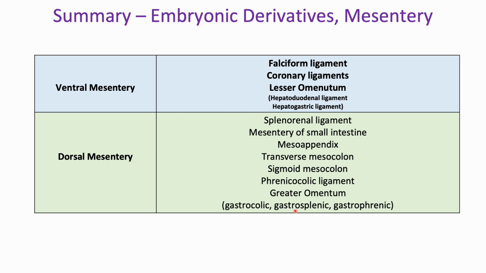The dorsal mesentery, we talked about the greater omentum and some of these other components like the splenorenal ligament. But remember that the dorsal mesentery is attached all the way down through the developing gut tube, including the midgut and hindgut. So we're going to have components of the midgut and hindgut mesentery as well. So that's where we're getting the mesentery to the small intestine, the mesoappendix, transverse mesocolon, sigmoid mesocolon, and phrenicocolic ligament.